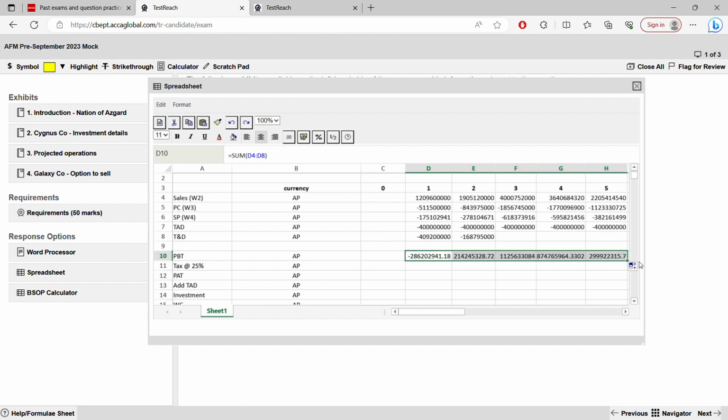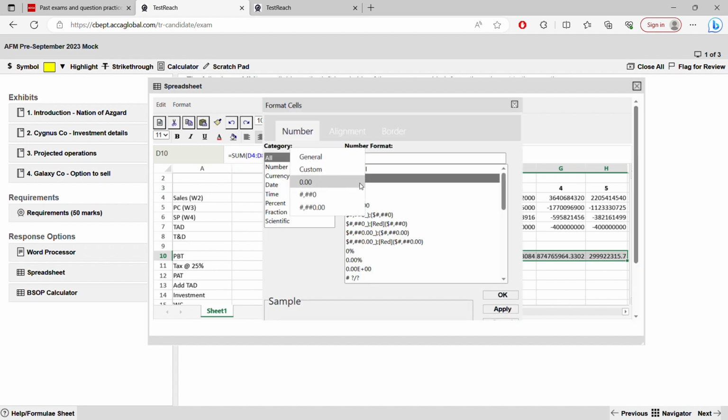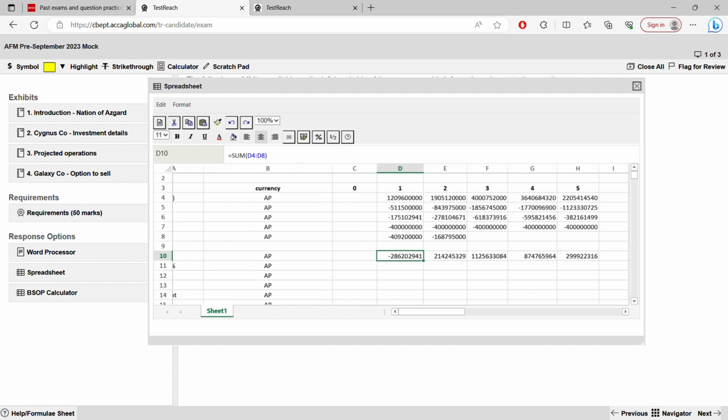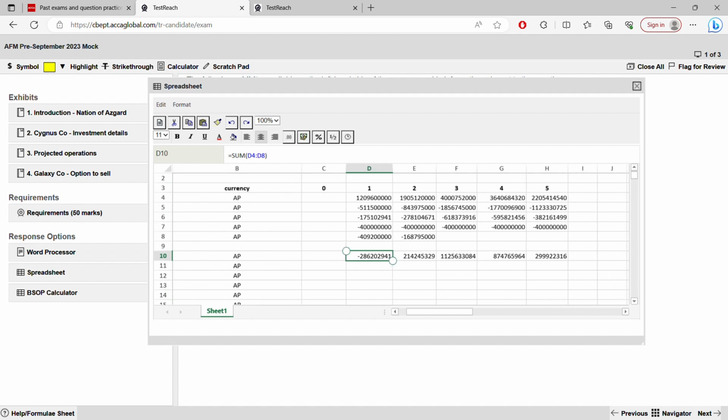You see, and now I'm going to go here. For this, I'm going to go here, custom, and 0. Year 1 it is giving a loss. Others we are having a profit before tax. Now we have to take 25% tax on this. So here it would be equal to 25% on this amount. Enter.